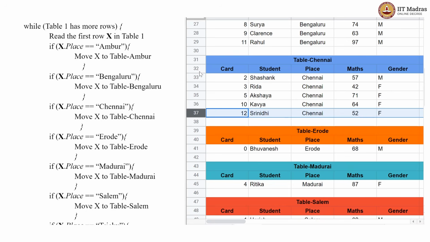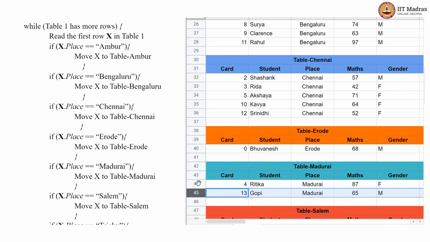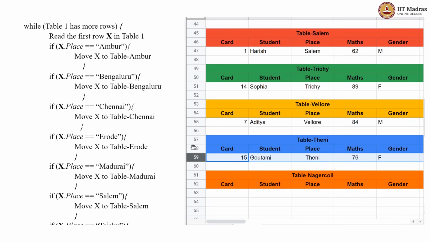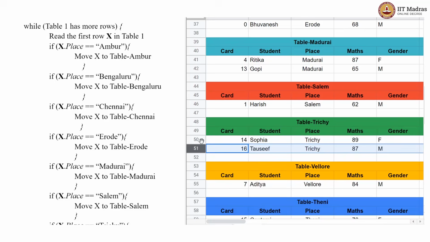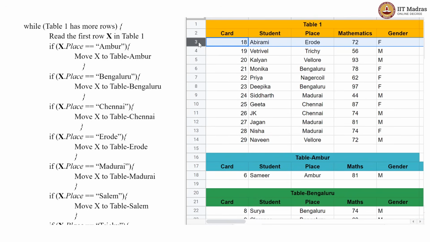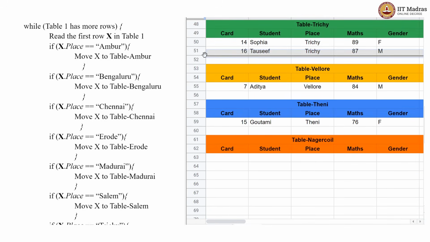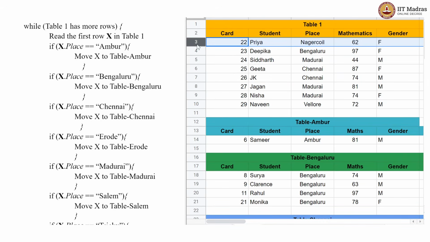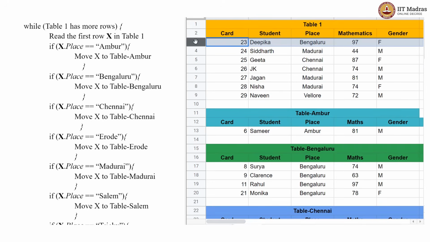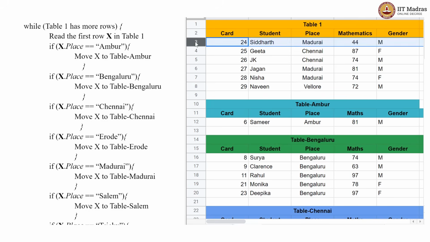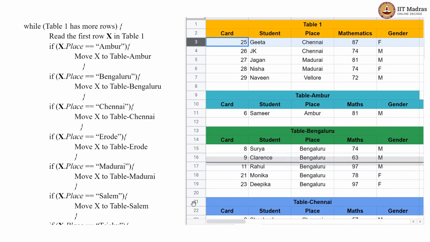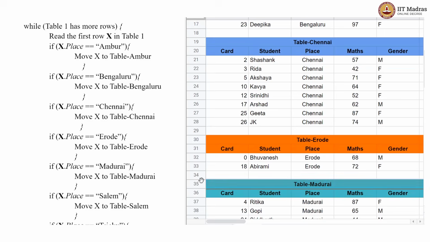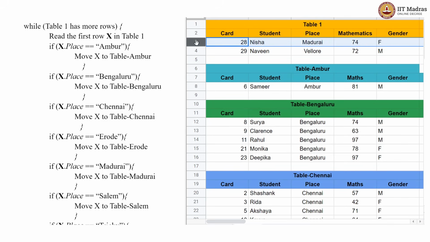Chennai, Madurai, Trichy, Theni, table Trichy, Chennai, table Erode, table Trichy, table Vellore, Bengaluru is here, table Nagarkoil, one more Bengaluru, Madurai table, Chennai table, table Chennai again, one more Madurai table, and one more for table Madurai.